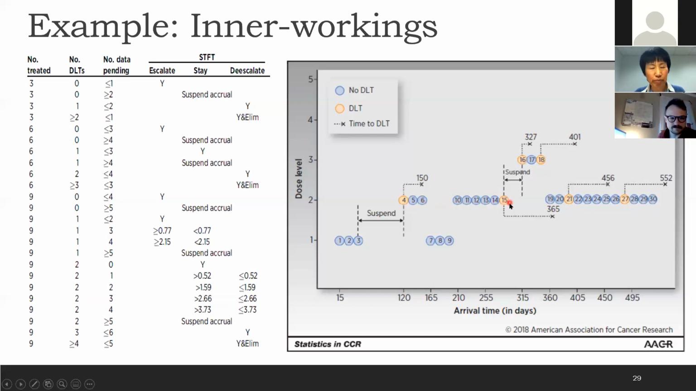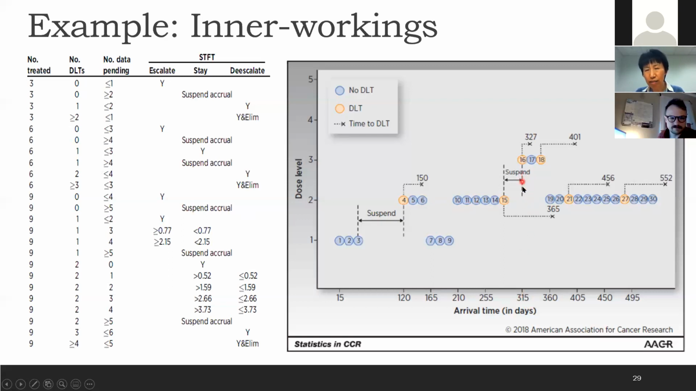However, if we look at the decision table here, we need to suspend accrual. The reason is that although we have 1 DLT, we only have 4 patients' DLT observed. We have 5 pending.